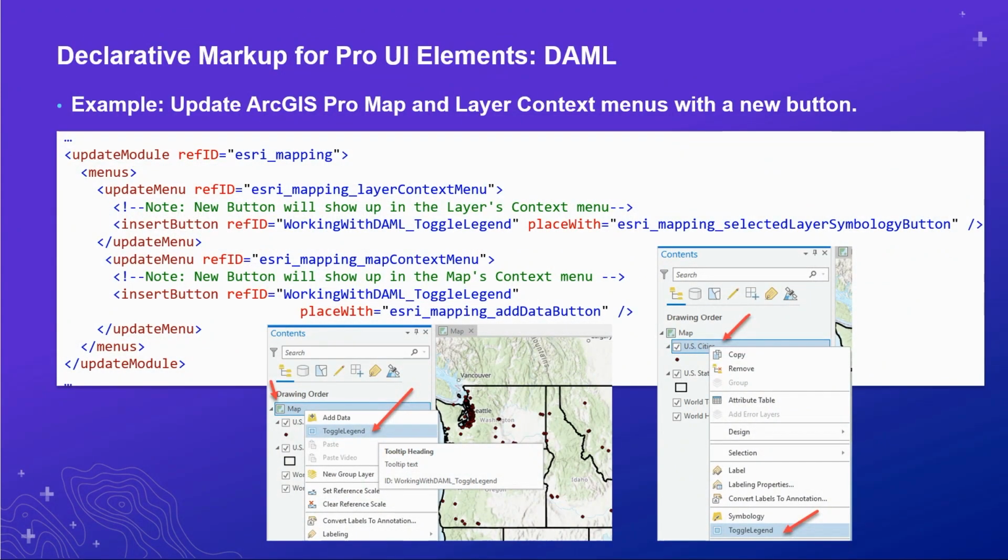Here is another example. In this example, I'm modifying the map and the layer context menu on the TOC. In the code snippet, you can see how we're doing that. We're accessing the Esri mapping module using the update module element. And then within the menus group, I am using the update menu element and setting its ref ID attribute to the Esri mapping layer context menu. And then I'm using the insert button element and setting that ref ID attribute to my new button that I want to insert into this context menu. So we're going to see that also in the demo coming up.